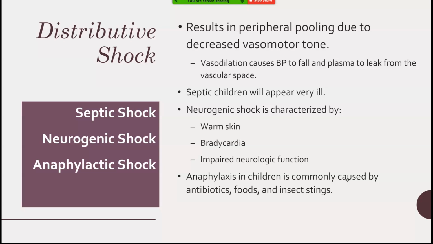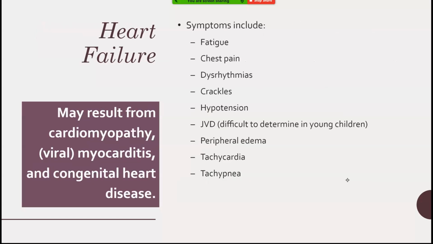Neurogenic shock is, I want to say, probably a little less common in really little children because, again, that's a spinal trauma issue. Septic children, though, will look very, very, very ill. The problem with distributive shock is that the fluid leaks from the vasculature, right? So even if you do happen to give a fluid bolus, it's still going to leak out of the vasculature. In terms of septic kids, they need antibiotics. Anaphylactic kids, they need the epi, they need the steroids, they need all of those things to help fix the leak in the system.